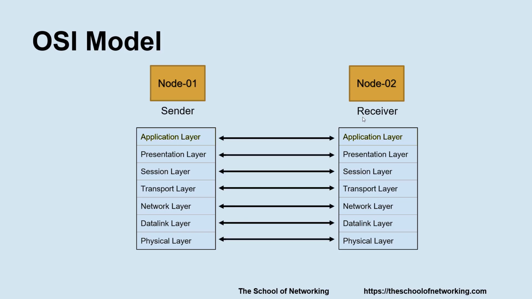Whatever is initiated from a layer reaches the same layer on the other side, so it is end-to-end communication. If a header is added at layer 4, it goes up to layer 4 on the other side. Whatever header is added at layer 3 goes up to layer 3 on the other side. The same happens for the data link layer. Whatever header and trailer are added at the data link layer on node 1 goes up to the data link layer of node 2 on the other side. So this is end-to-end communication between the two nodes.